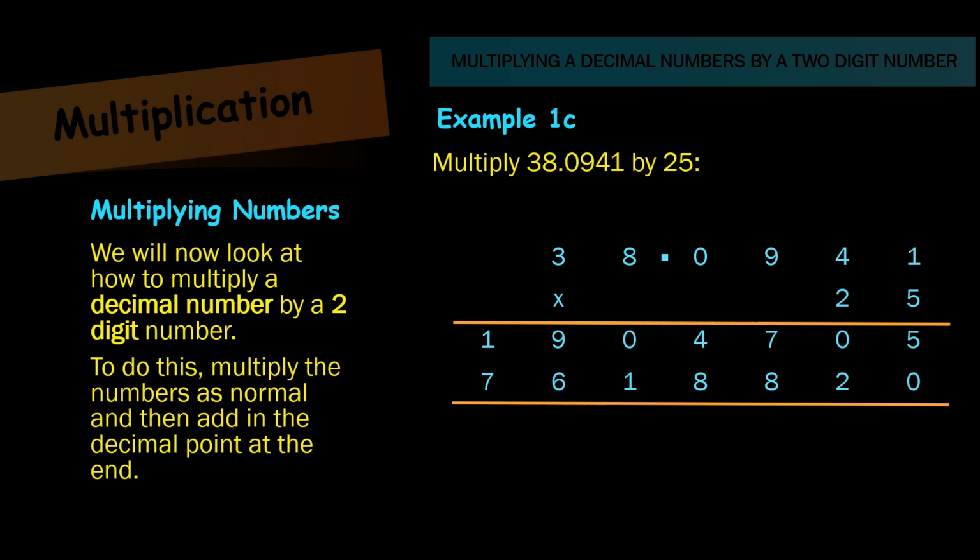We can now add the 2 rows. So 5 add 0 is 5, 0 add 2 is 2, 7 add 8 is 15, position the 5 as shown and the 1 is carried over, 4 add 8 add 1 is 13, 0 add 1 is 2, 9 add 6 is 15, and 1 plus 7 plus 1 is 9.